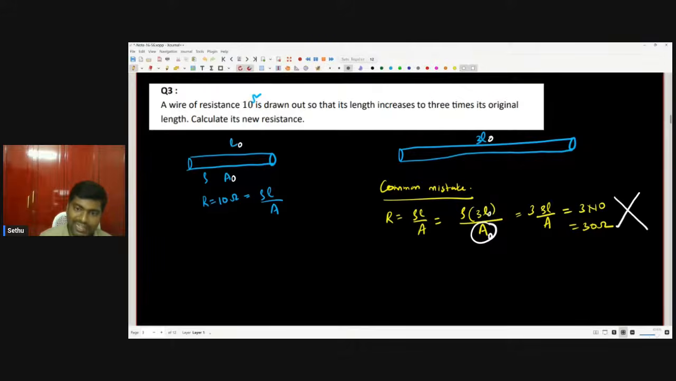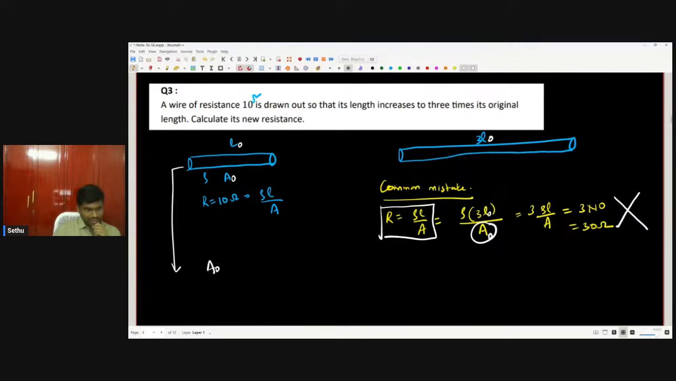Here also, you suddenly have rho into 3L by A. So the formula I will use is R equals rho L upon A. The initial values, I will use as L0 and A0. Now, how do you solve the problem? See, first thing, when you're taking a wire and you're stretching it, the volume of the wire remains conserved. You're not going to change the volume. So let us try and use that idea here.